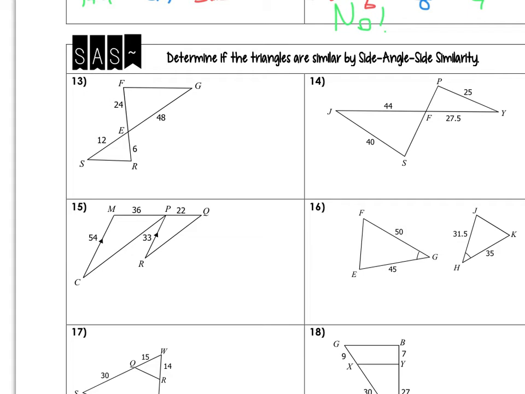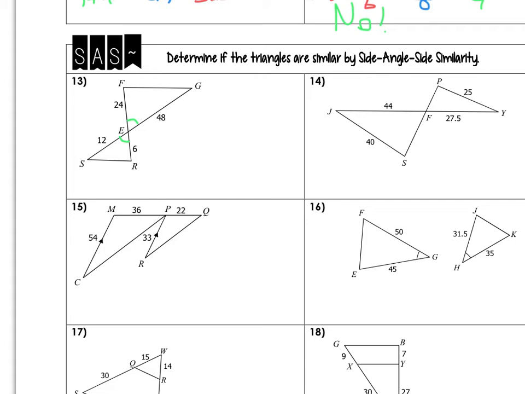So with angle-angle, you didn't have to do any calculations. You just had to find two angles that were congruent in both triangles. Side-side-side, you have to do the most work because you have to compare all three sides. Side-angle-side, you just need an angle, and then you need to compare the two sides that contain the angle.